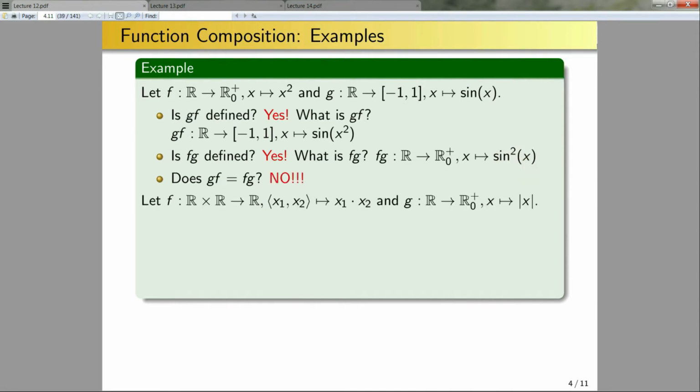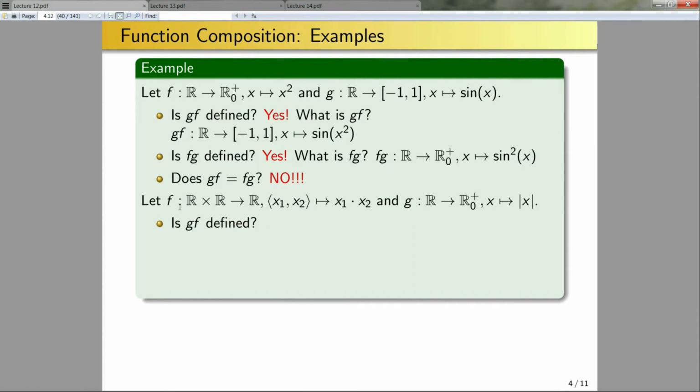Now let's look at one more example. Suppose I have a function f from the Cartesian product of R with R into R defined by this mapping here that takes my vector or my ordered pair (x1, x2) and maps it to the product x1 times x2. And suppose g is a function from R to R plus 0 defined by this mapping that takes x and maps it to the absolute value of x. Is g∘f defined? So take a minute and think about this.